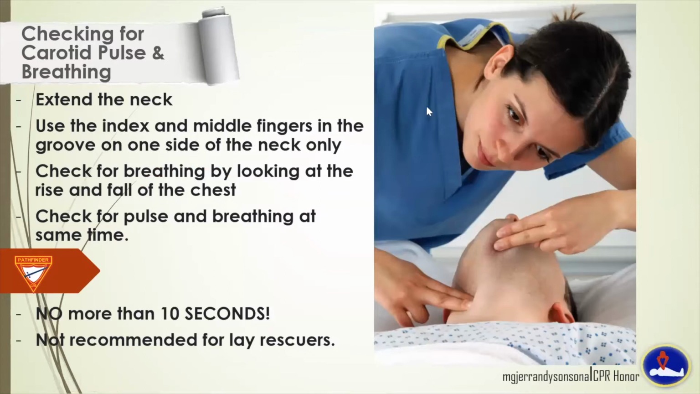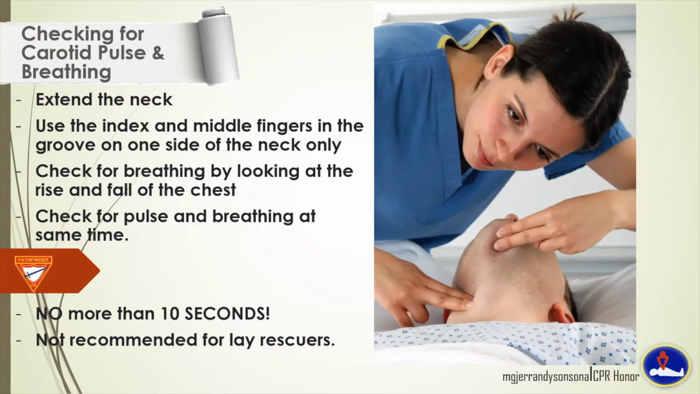Now, how do we check for the carotid pulse and breathing? In order for you to start your CPR, you need to know that the patient has negative pulse and negative breathing. So let us try to learn how to check the carotid pulse. Carotid pulse is located in our neck, both sides of our neck. Okay, so first procedure is to extend the neck. As you can see in the picture, you will use your index finger and middle finger to extend the neck by holding up the chin.